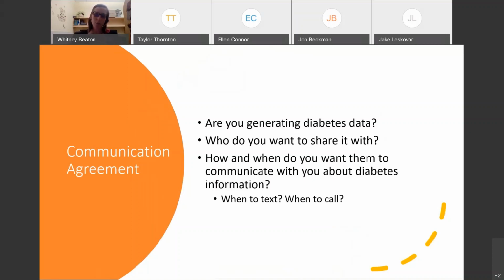And if you're sharing it with them, how and when you want to communicate with them about diabetes. When do you want mom or dad to text? When should they call you? When is that okay and when is it not? It's a great thing to kind of establish before you're getting mad at your parents for nagging at you about your blood sugar all the time.